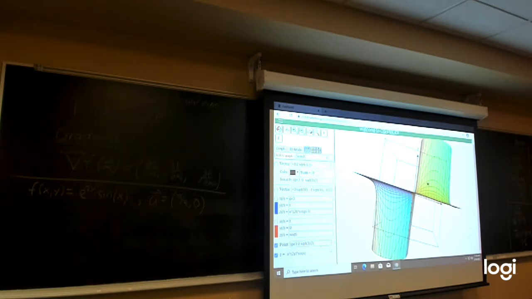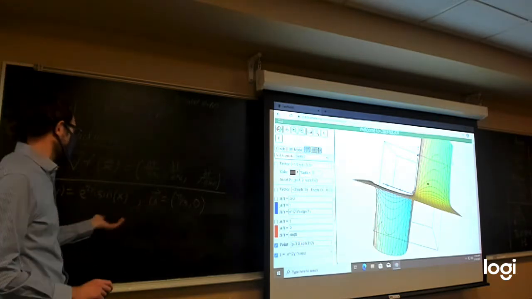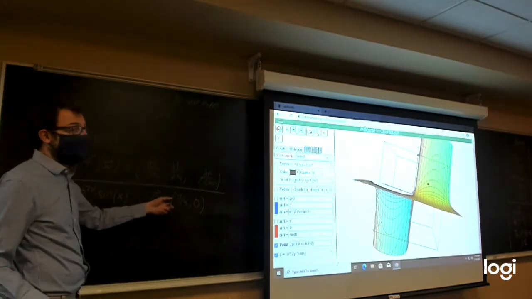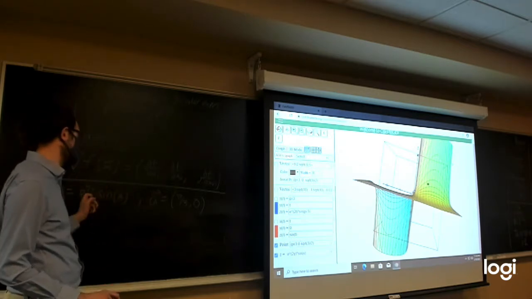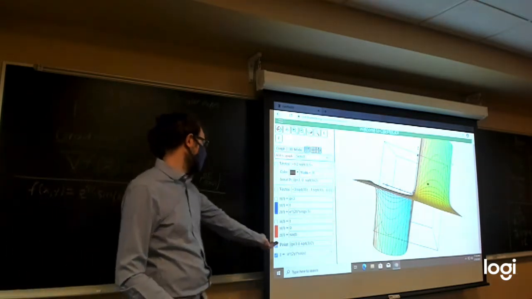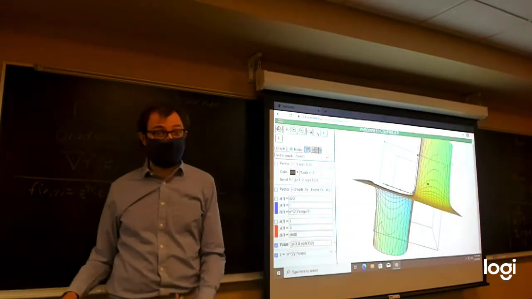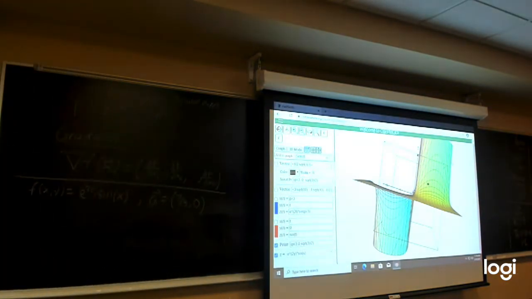This is our a value: the point on our graph where we have an x-coordinate of pi over 3, a y-coordinate of 0, and a z-coordinate of square root of 3 over 2. That's just what we get if we plug a into the function f. If we plug in pi over 3 for x and 0 for y, it spits out square root of 3 over 2 as our z-coordinate. This is the graph that we're looking at.